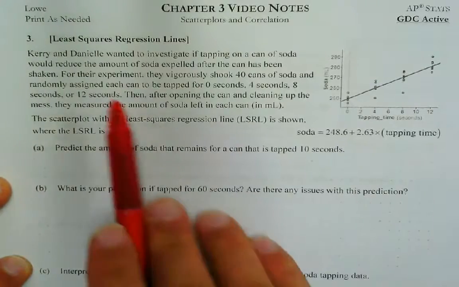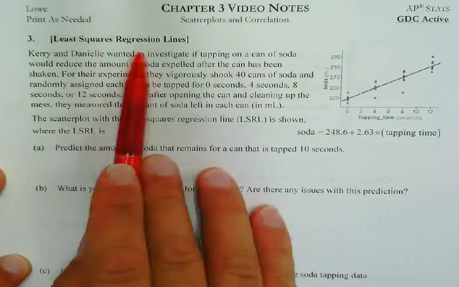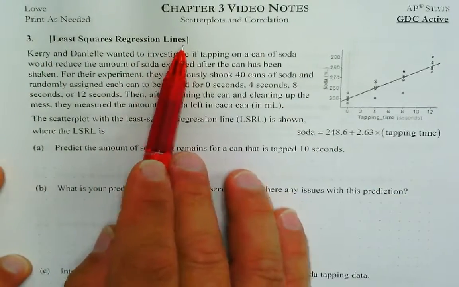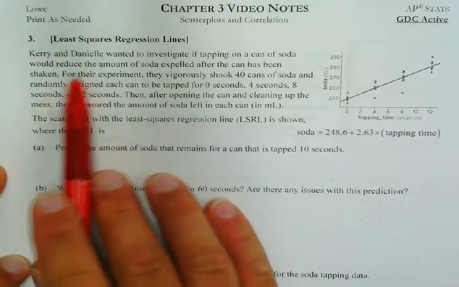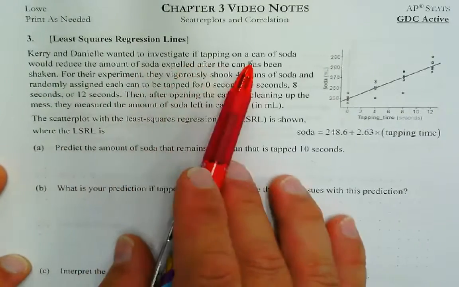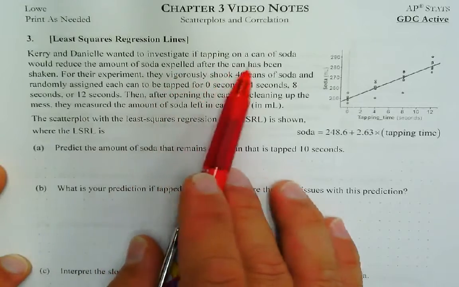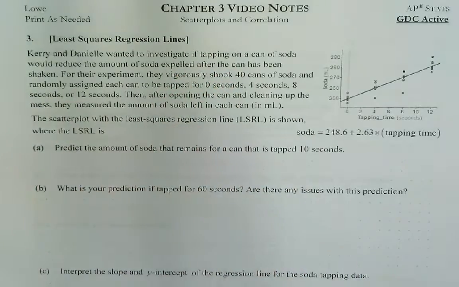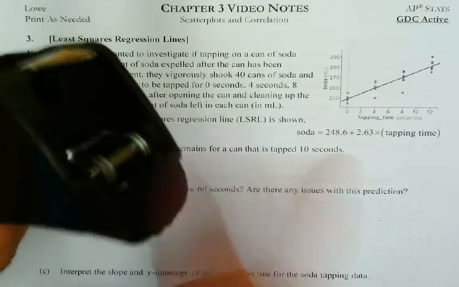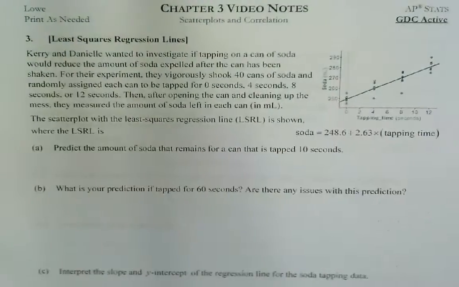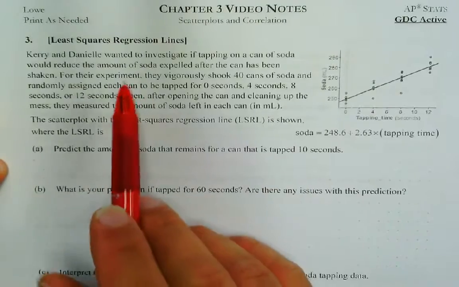Our third video for Chapter 3, Scatter Plots and Correlation, deals with the least squares regression line. Okay, so we've got a couple of students who want to investigate if tapping a can of soda would reduce the amount of soda expelled after the can has been shaken. The whole idea is that you might tap the top so that it doesn't spew out a lot of soda onto you.